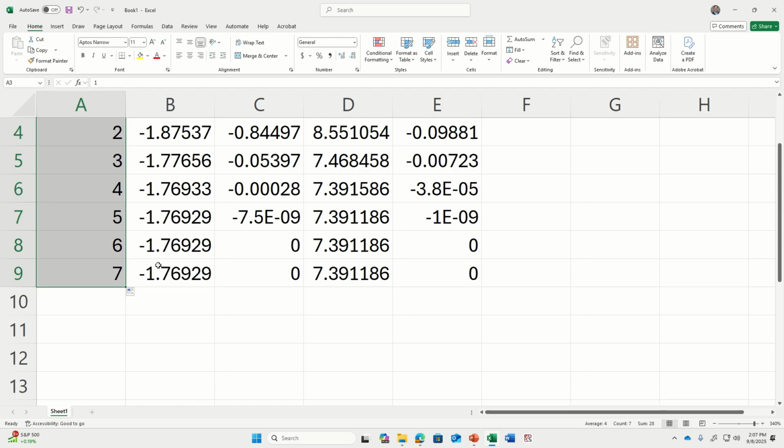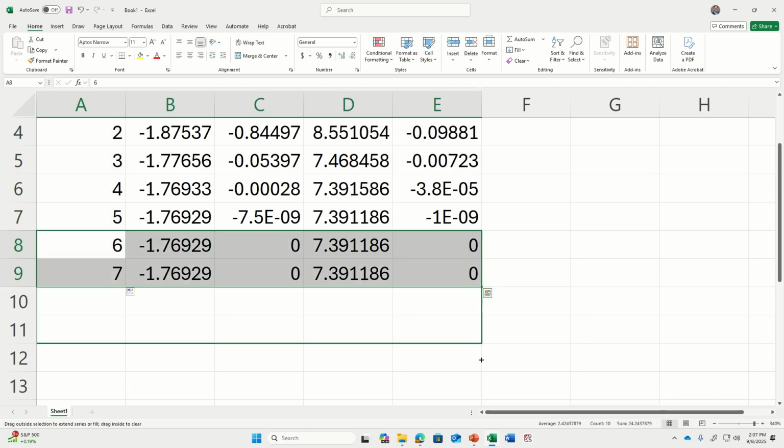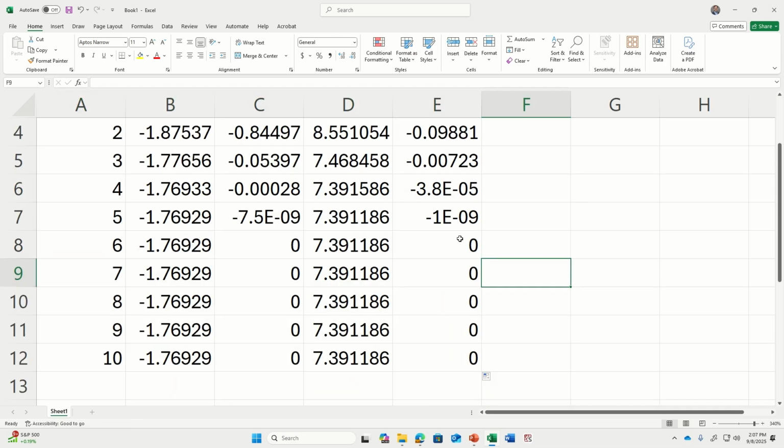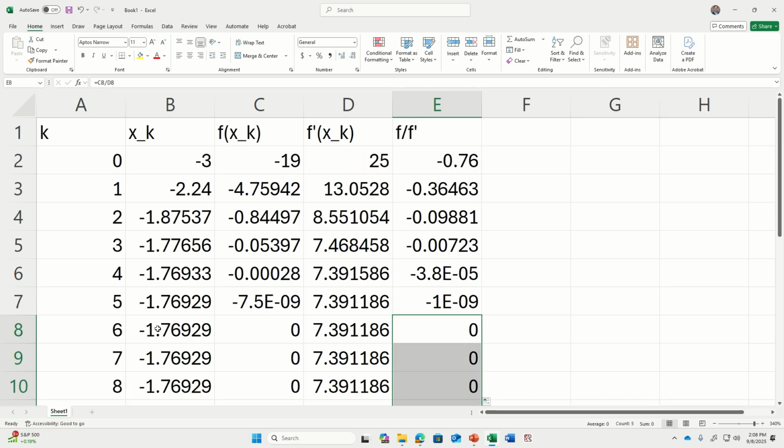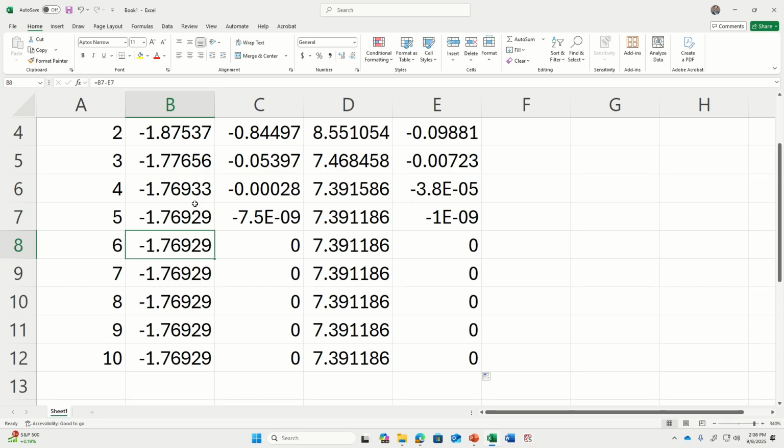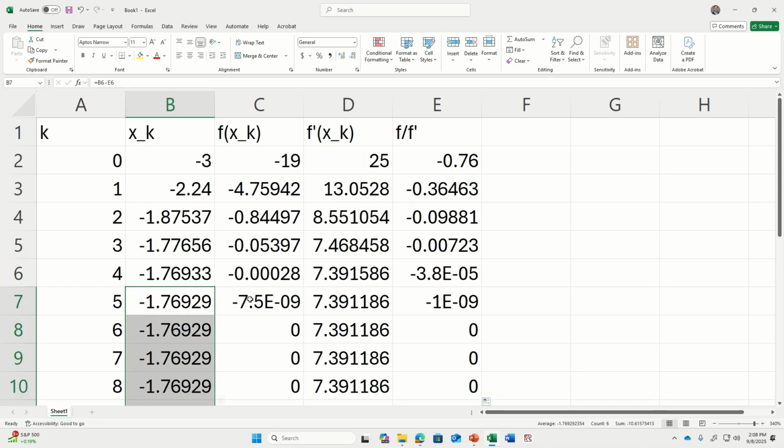And pretty soon, there's no more changes happening because I can tell there's zeros in this column. After like 6 iterates, I'm as close as I'm going to get. It's at like negative 1.769 is what we're converging to as a 0 of this function. Okay, so practice using Excel.